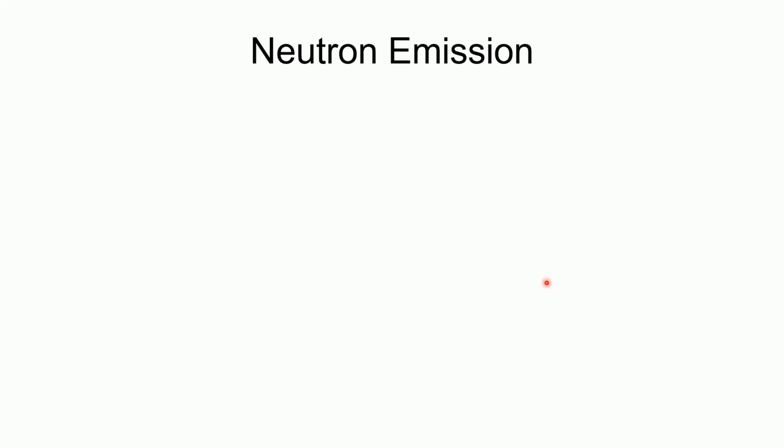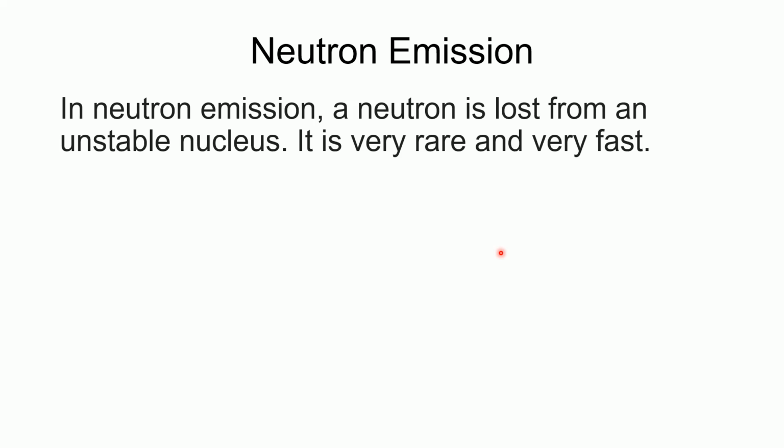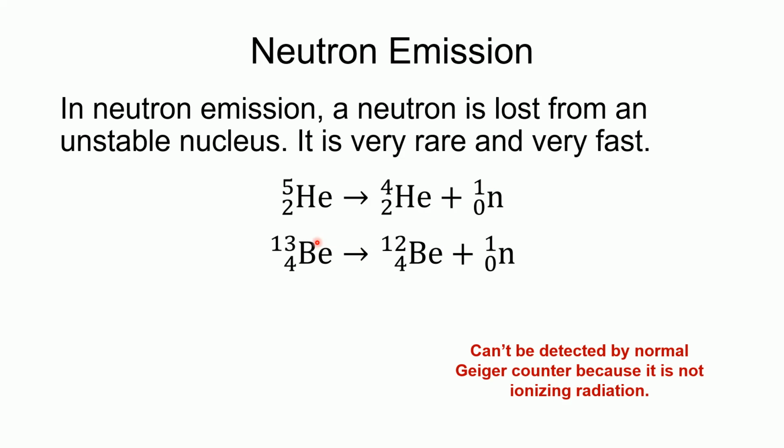All right, neutron emission. This one is very rare. In neutron emission, there are just too many neutrons in the nucleus, and a neutron is lost from the nucleus. It's very rare and very fast. If you form one of these nuclei, like helium-5, it will not stick around very long, and you'll get helium-4 plus a neutron. Here, beryllium-13 will undergo neutron decay to give us beryllium-12. It turns out beryllium-12 is still radioactive, and it goes on and gives you something else.